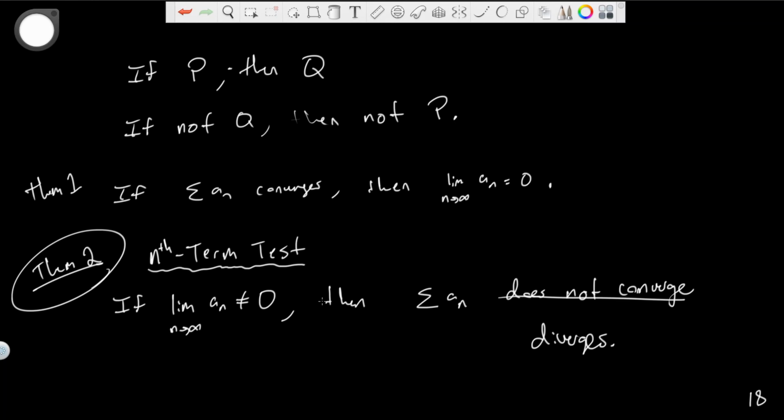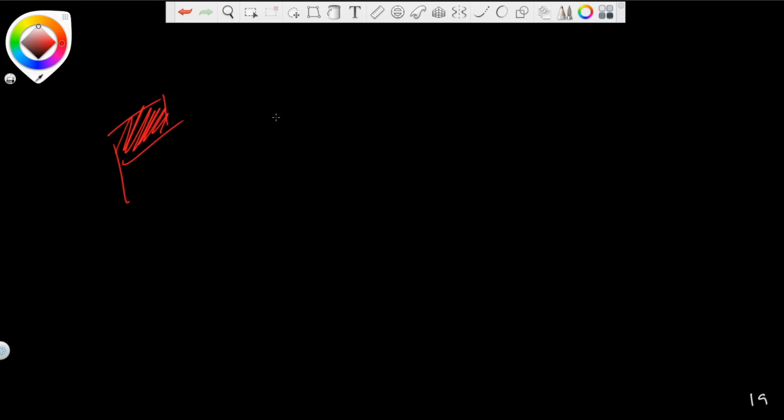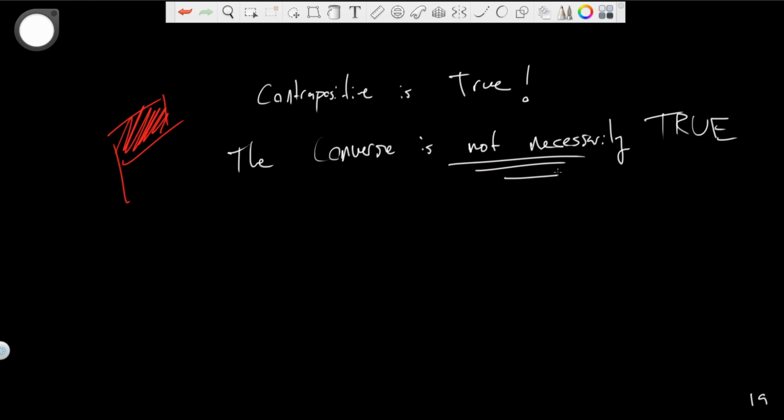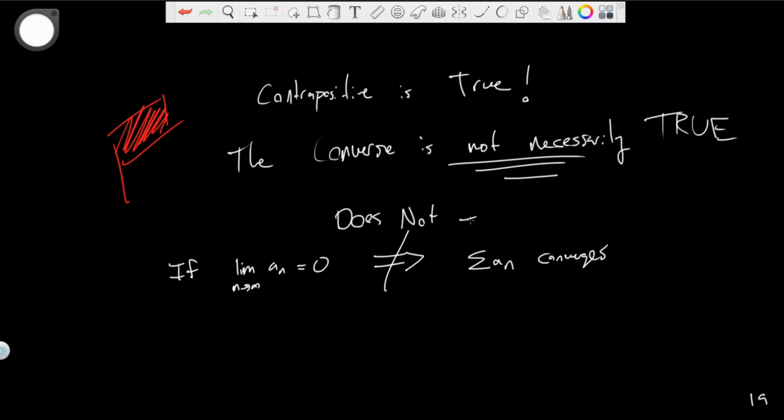But this is a really important moment for me to say that there's a red flag that needs to be waved. Red flag. And that is, the contrapositive is true. The converse is not necessarily true. If the limit as n goes to infinity of a sub n is equal to 0, this does not imply that the series converges. Does not imply.